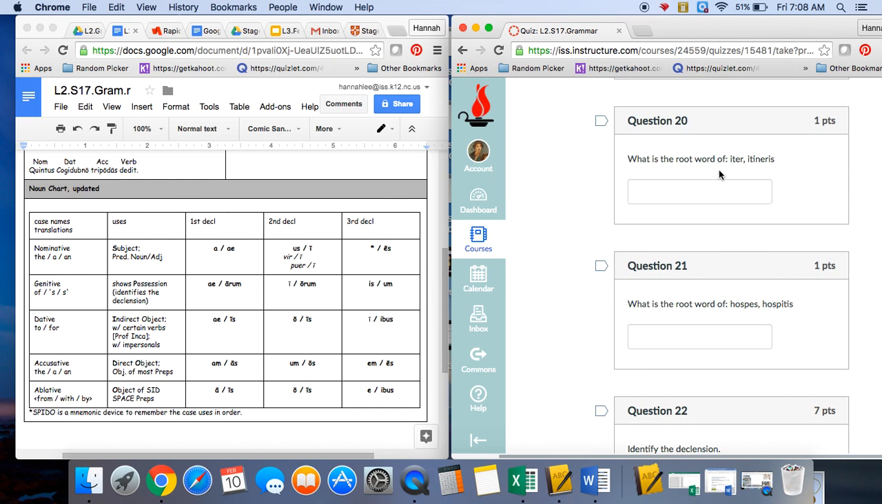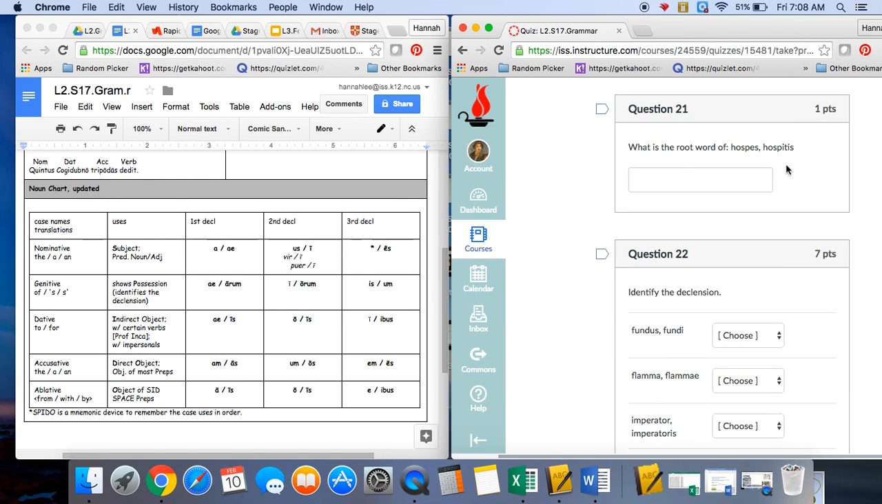Number 20, we're trying to find the root word of iter. Iter does not help us at all. You have to go straight to the second word. The word is itineris, and you take off the I-S. Make sure you spell this one right. I-T-I-N-E-R. The root word gets really long.